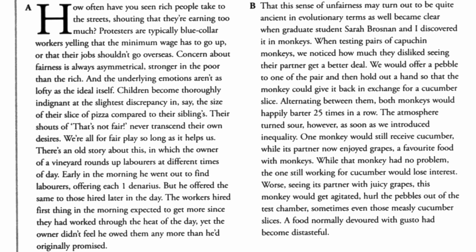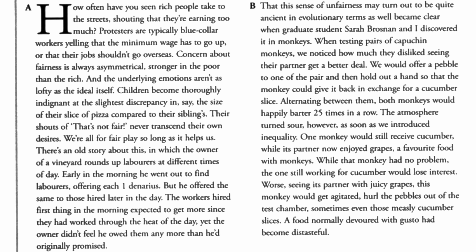That this sense of unfairness may turn out to be quite ancient in evolutionary terms as well became clear when graduate student Sarah Brosnan and I discovered it in monkeys. When testing pairs of capuchin monkeys, we noticed how much they disliked seeing their partner get a better deal. We would offer a pebble to one of the pair and then hold out a hand so that the monkey could give it back in exchange for a cucumber slice.